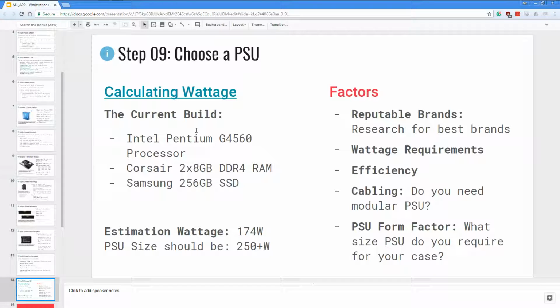And always remember, the factors that you want to consider when buying a PSU are: first, choose a reputable brand, so you want the best brand possible. Make sure it hits the wattage requirements. Make sure it's efficient. If you want modular cabling for tidiness within your build, you want to have a modular PSU. And also the form factor. Make sure it fits into your case.